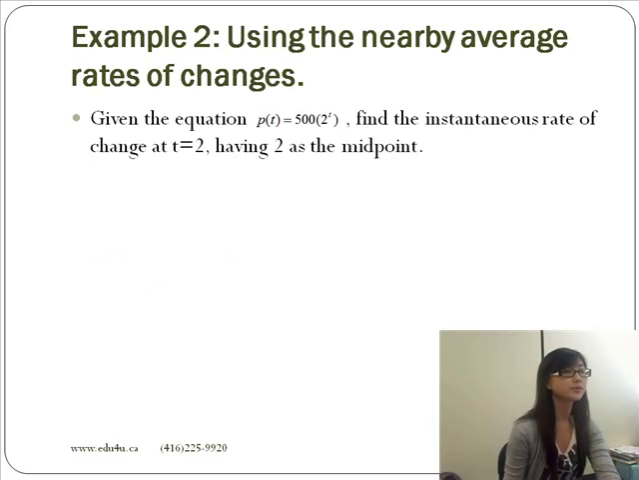Now let's look at example 2 from your learning resources, using the nearby average rates of change. That's the second method in determining the instantaneous rate of change. So here we're given the equation p of t equals 500 times 2 to the power of t. We're asked to find the instantaneous rate of change at t equals 2, having 2 as the midpoint.